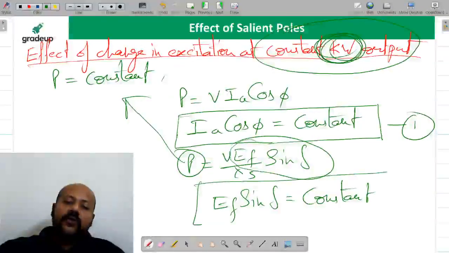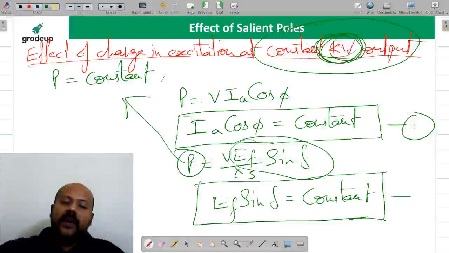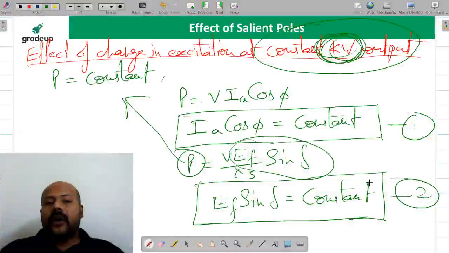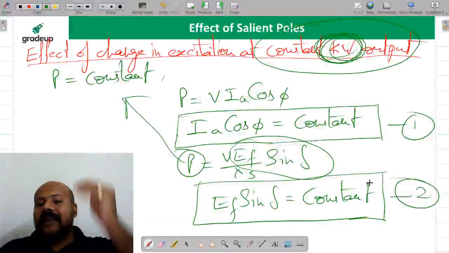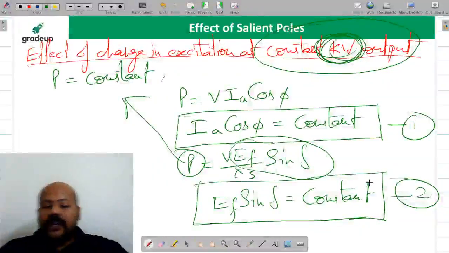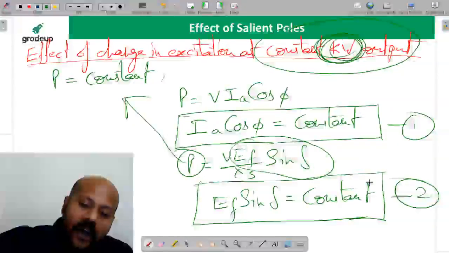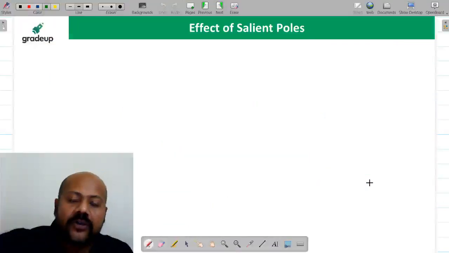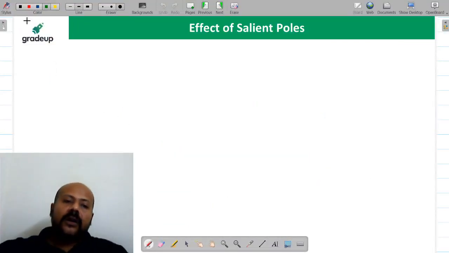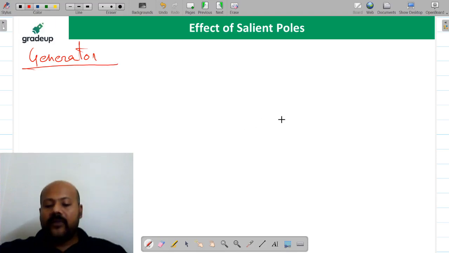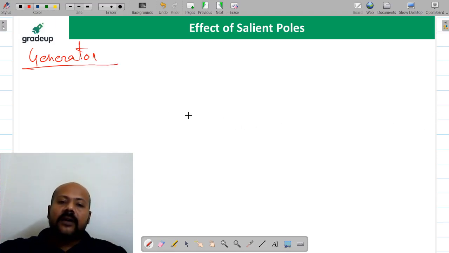So these are the two conditions which you have to keep in mind when you are going to draw the variation in the excitation and you want to see the different changes. Now I am going to use these two equations and draw the phasor diagram for the generator. And let me remind you, we are doing this for the cylindrical rotor. Don't forget that.